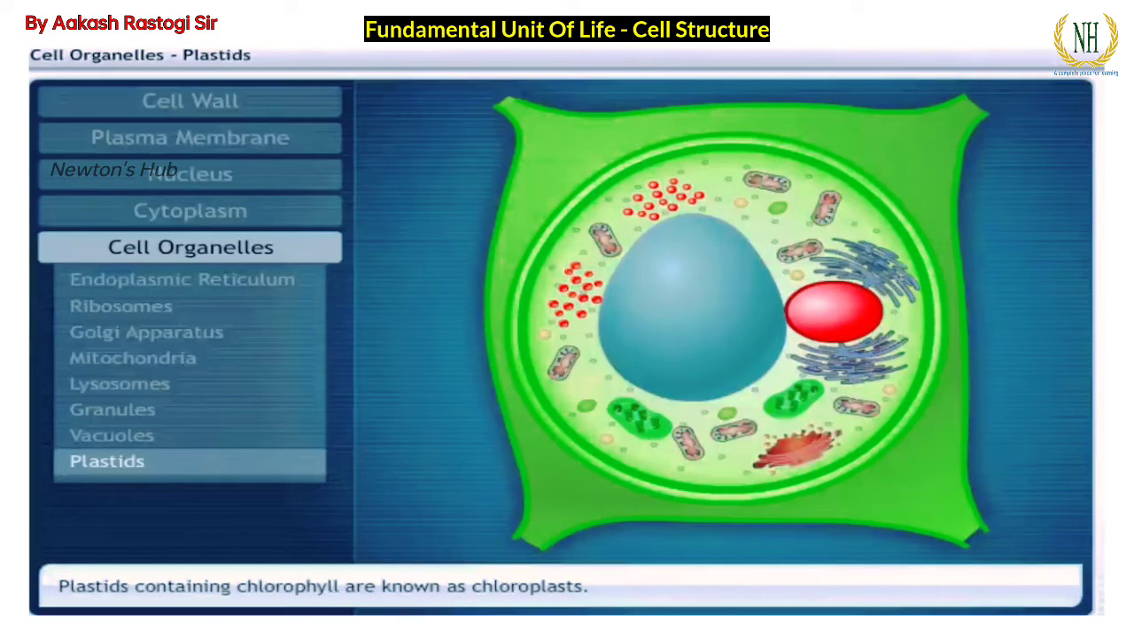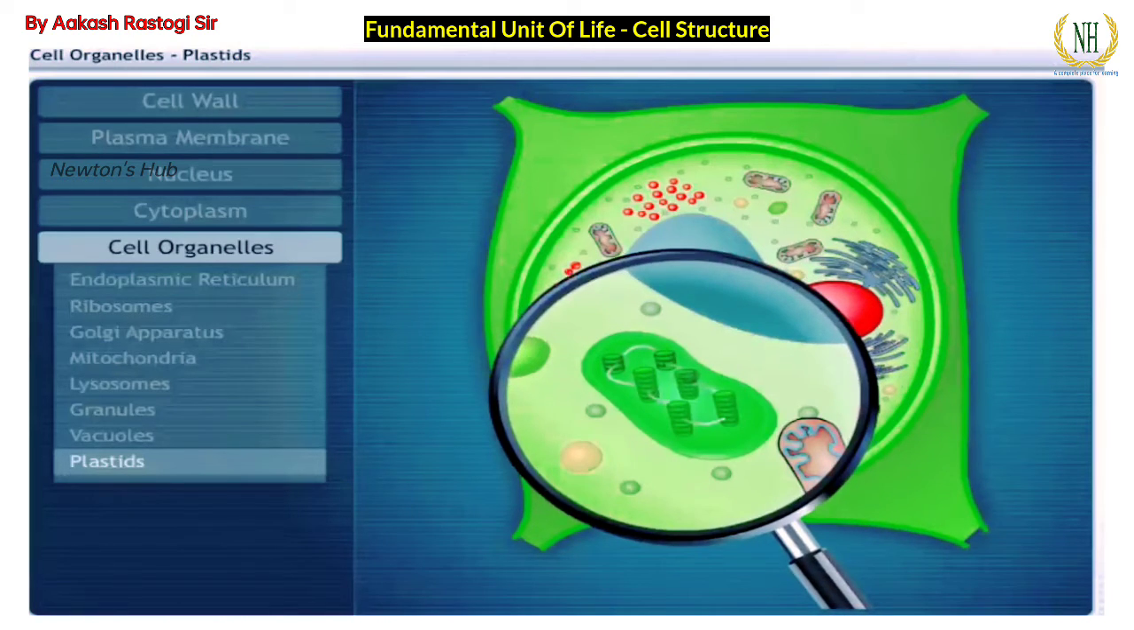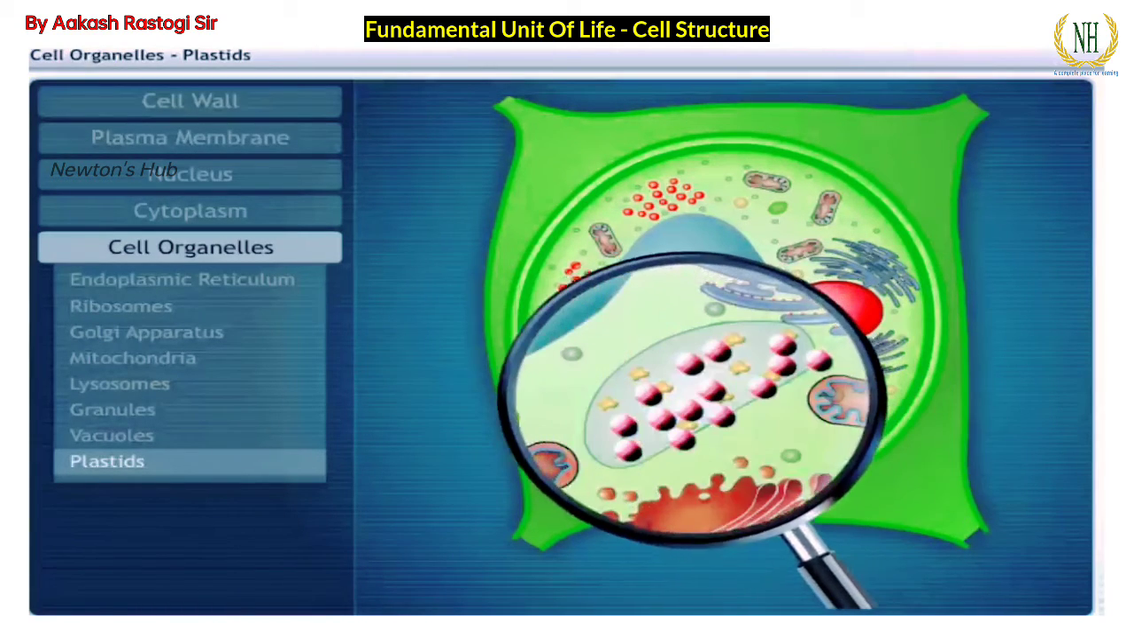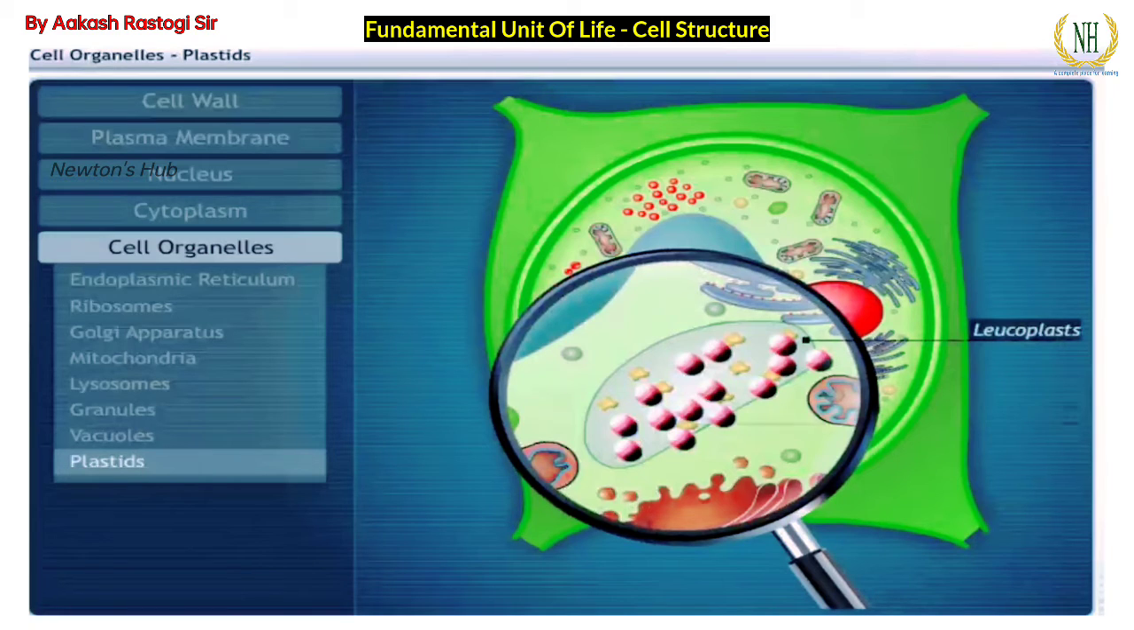Plastids containing chlorophyll are known as chloroplasts. Chloroplasts are important for photosynthesis. Chloroplasts have membranous layers called grana in a ground substance called stroma. Leucoplasts store starch, oils, and protein granules.